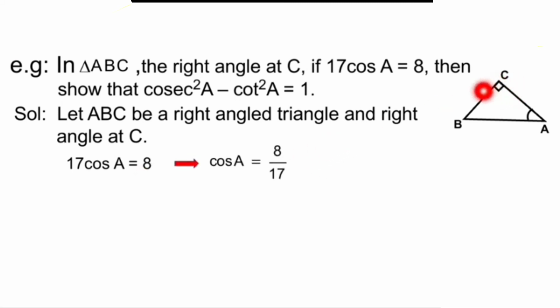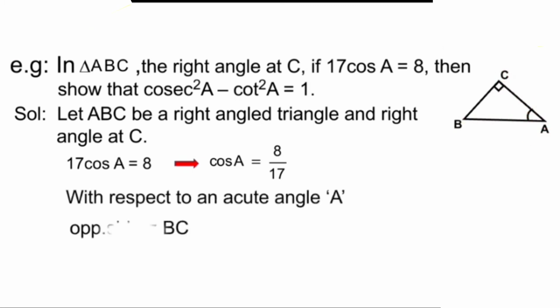Now let us name the sides of right angle triangle ABC with respect to an acute angle A. Children, the opposite side is equal to BC since it is opposite to an acute angle A. Next, the adjacent side is equal to AC since it is next to an acute angle A. Next, the hypotenuse is equal to AB.